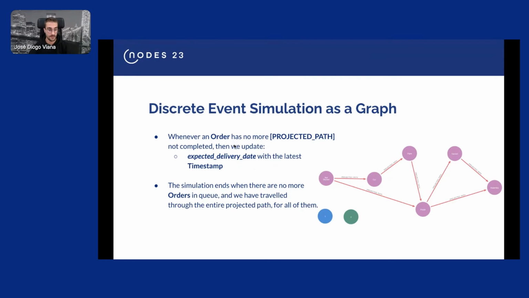So yeah, still continuing, and this is the final part where let's suppose all projected paths that we have in the system have already been marked as complete. So basically, an order doesn't have a projected path that isn't marked with a timestamp or whatever we decide to use. We can update the expected delivery date field with the simulation value that it outputted. The simulation ends when there are no more orders in the queue, and we have traveled through the entire projected path for all of them. Looking at this example, we see that there are no more orders, no more relationships that haven't been traversed. So this shouldn't keep working.